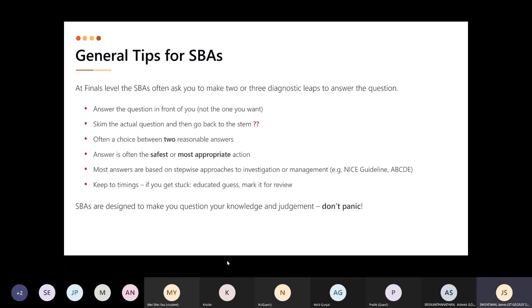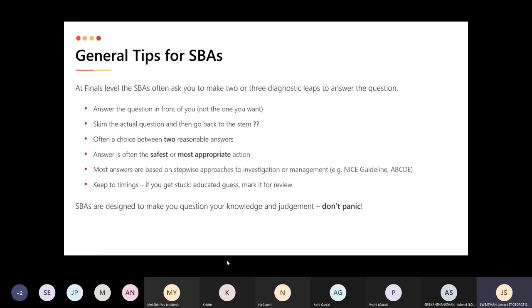Most of the answers, like PassMed, are based on stepwise approaches. So what is next in the NICE guideline for this presentation? Or what would you do next in a critically unwell patient following the ABCDE protocol? And the most important thing is keep to your timings. If you get stuck on a question, just make an educated guess, mark it, and come back and review it if you have time at the end. But there is no negative marking, so do not run out of time answering the questions. Stick rigidly to your timings in the exam.